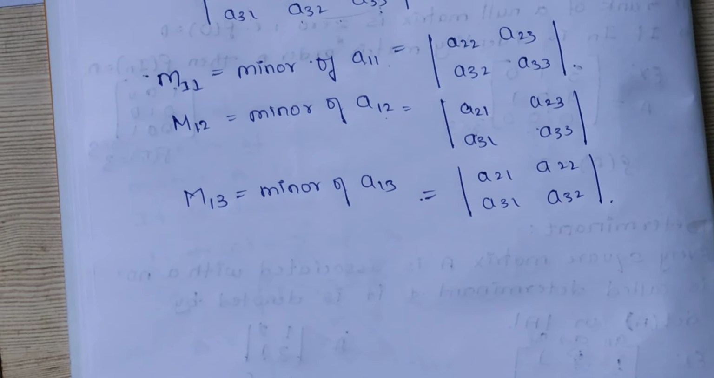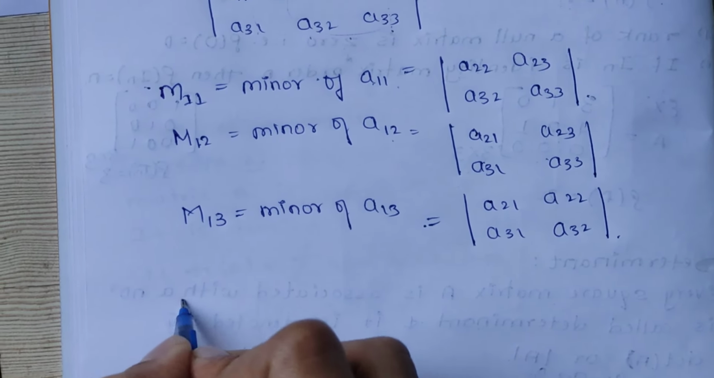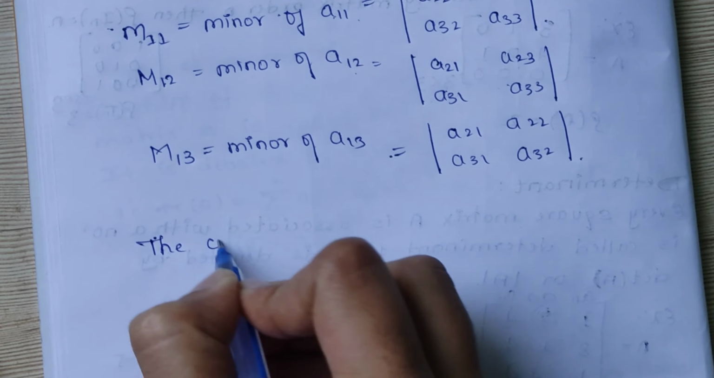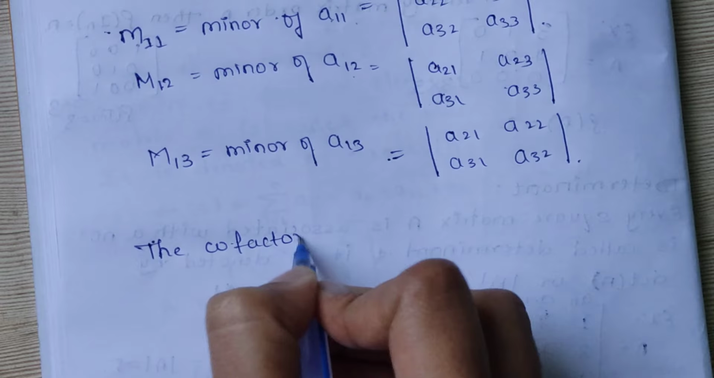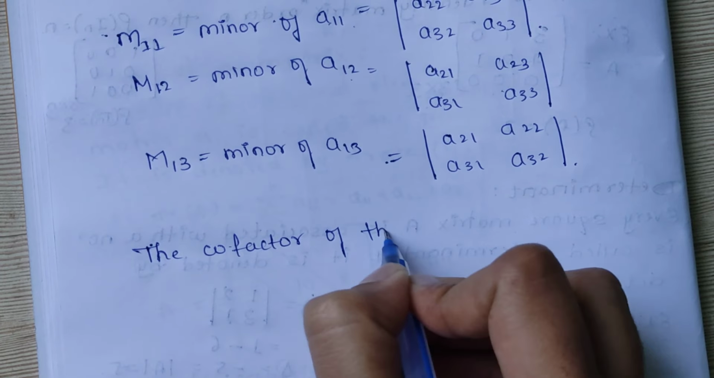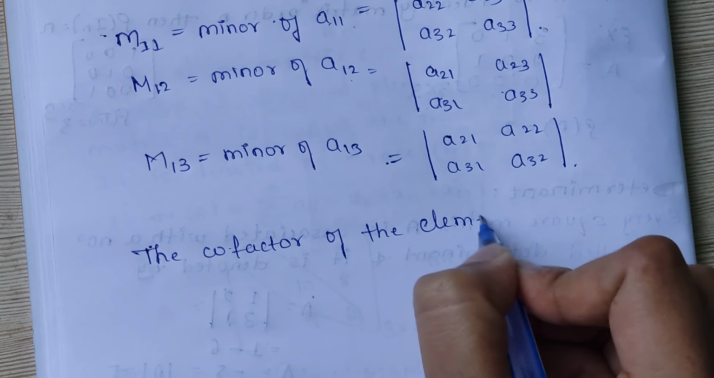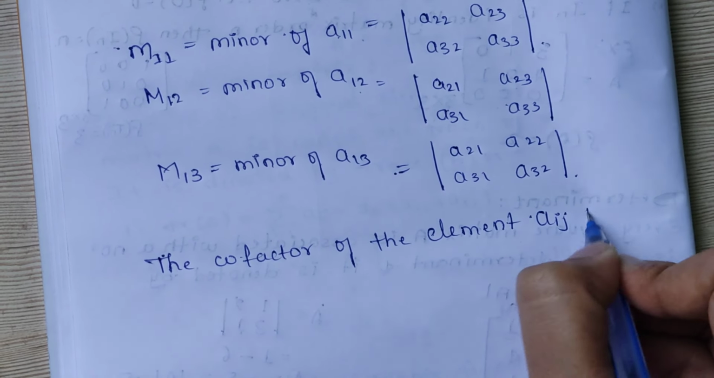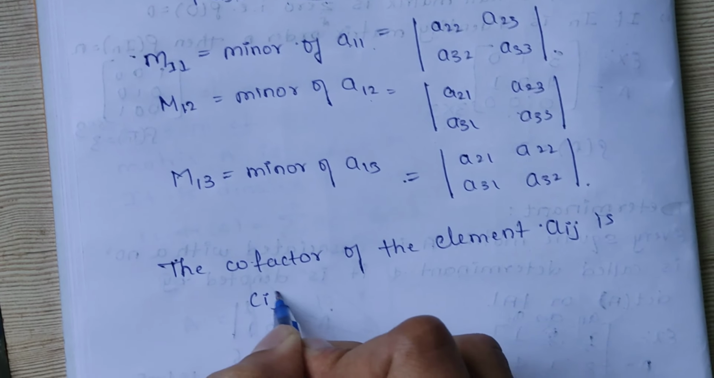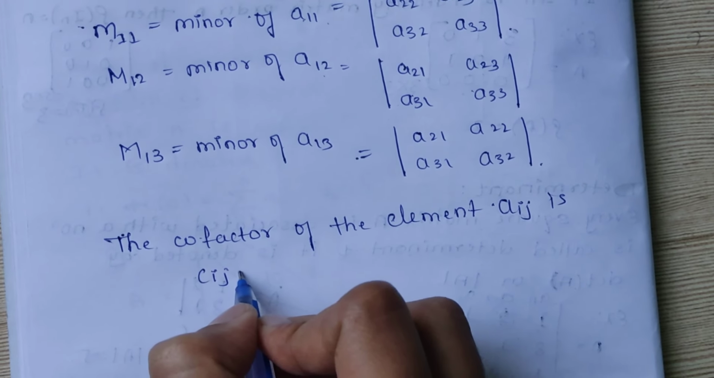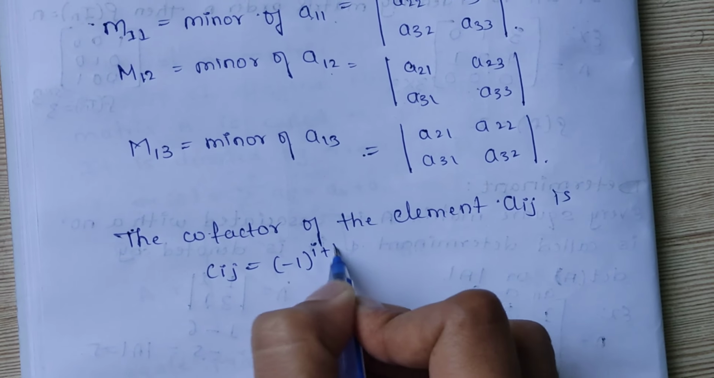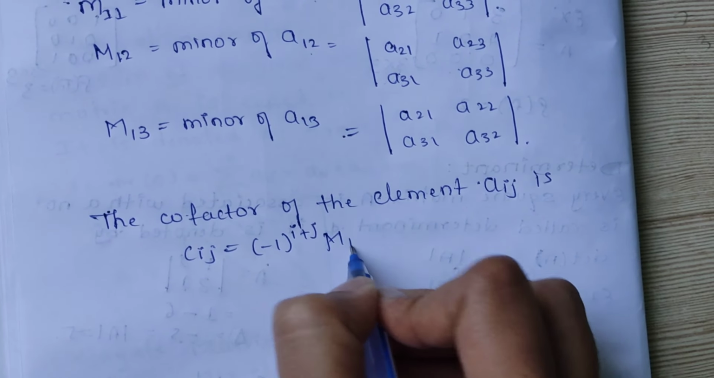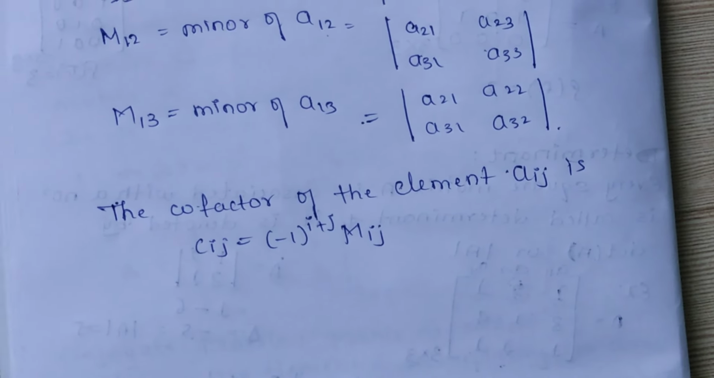So in this way we have to calculate the minors. So cofactor, it is having a formula. What is that? Let us see. The cofactor of the element Aij is Cij equals to minus 1 to the power i plus j into Mij.